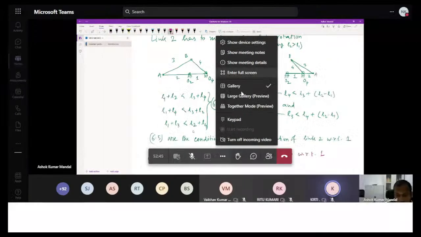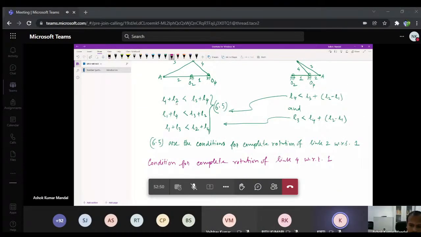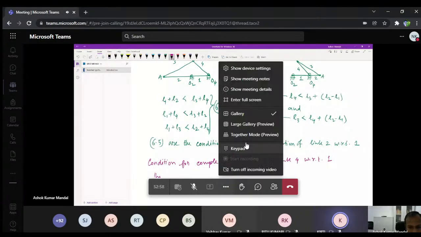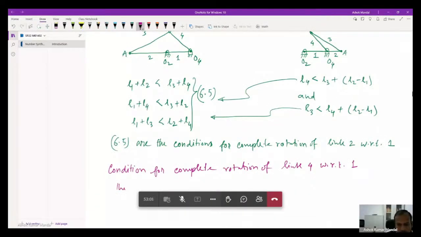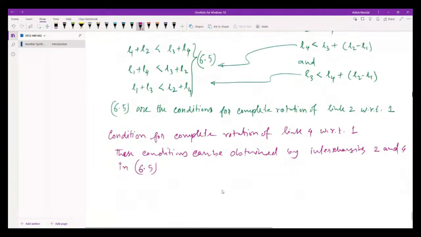Okay, so if you interchange, these conditions can be obtained by interchanging 2 and 4 in 6.5. Now let us do that.